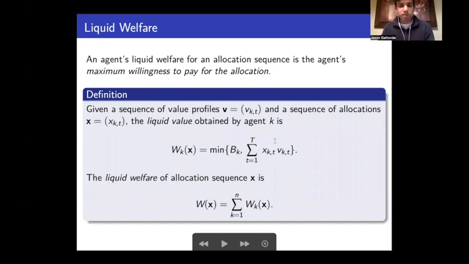So each term in here is telling you how much value the agent is getting from this allocation given their valuations at time T. And then the sum is just taking it over all time. This is how much they would be willing to pay for their allocation if they had no budget constraints whatsoever. However, because they're only able to pay for their allocation up to their budget, we take the minimum of their budget and this sum over here. So that's the liquid value obtained for a single agent. And then we'll say that the liquid welfare of some allocation sequence X for all bidders is just going to be the sum across bidders of their liquid values for the allocation. And this is the sort of welfare notion we're going to be studying in the rest of this talk.